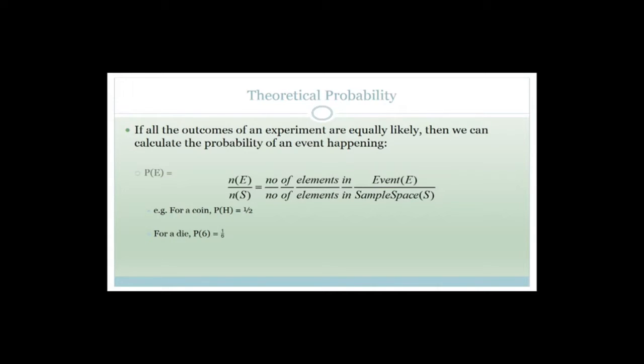Similarly for a die, if the die is not loaded, if they haven't changed it in some way to make it land one specific way, then you've got a 1 in 6 chance of it landing on any of the sides. So the equation for this is the number of elements in the event divided by the number of elements in the sample space. So the number of elements in the event E, which would be that it lands on its head or its tail, is 1. And the number of elements in the sample space, that is heads or tails, is 2. And similarly for a die. Now that's theoretical probability.